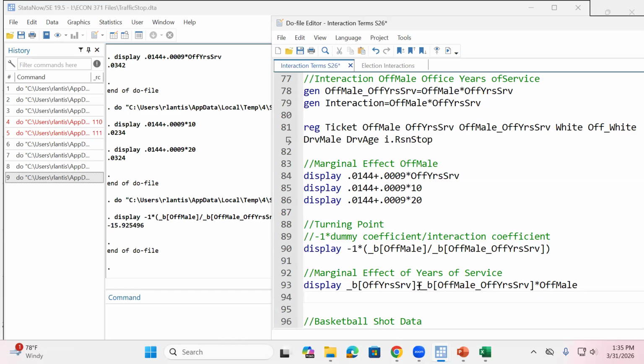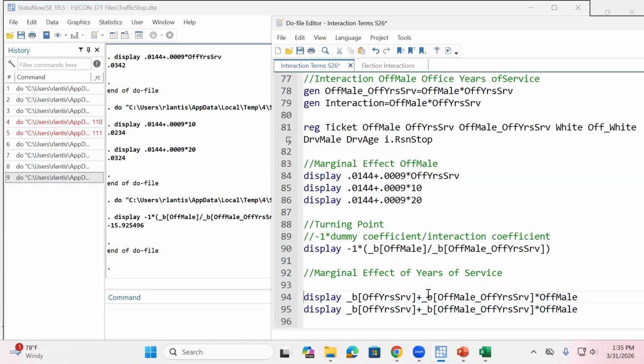I'll have two values that it's grabbing from the regression results for my coefficients, but what changes the marginal effect? Whether or not the officer is male. So I would actually need to make two predictions, right? So this would be my marginal effect. I'm going to copy and paste this, and this is going to be the marginal effect for male officers. So this would be multiplied by a 1.